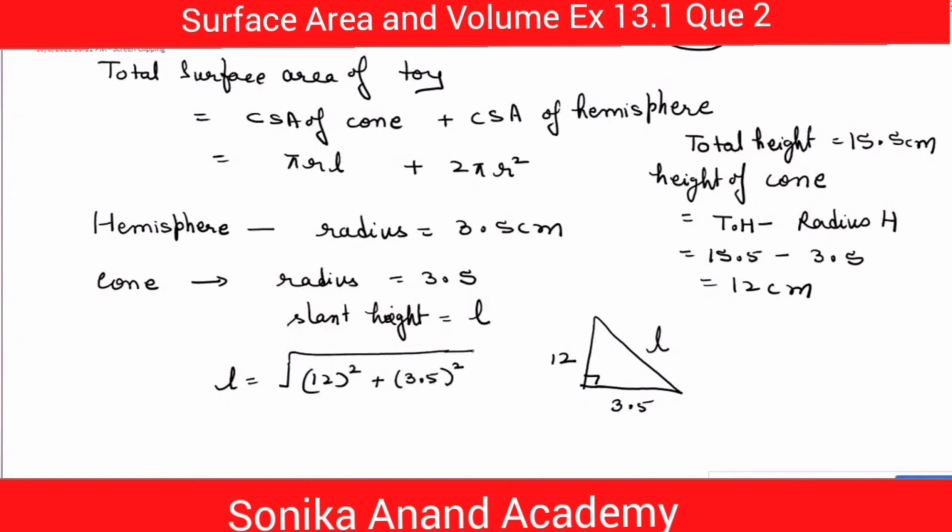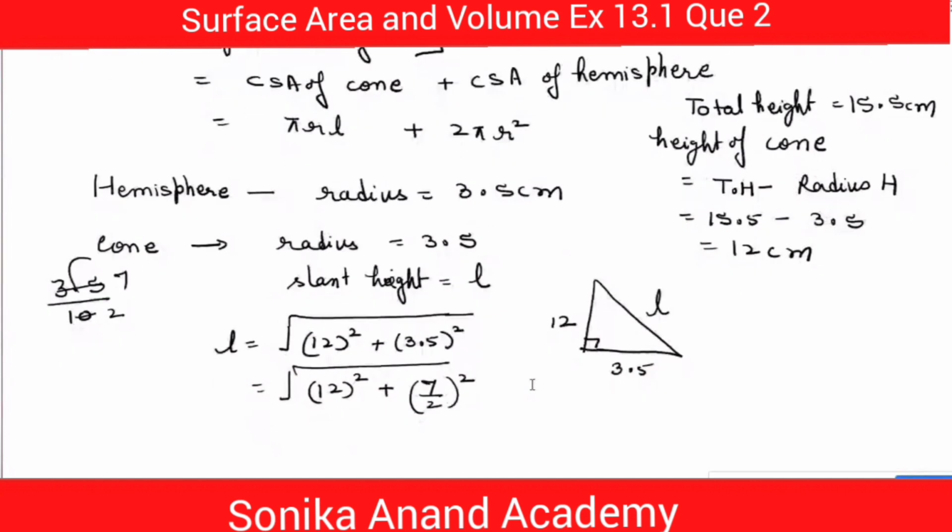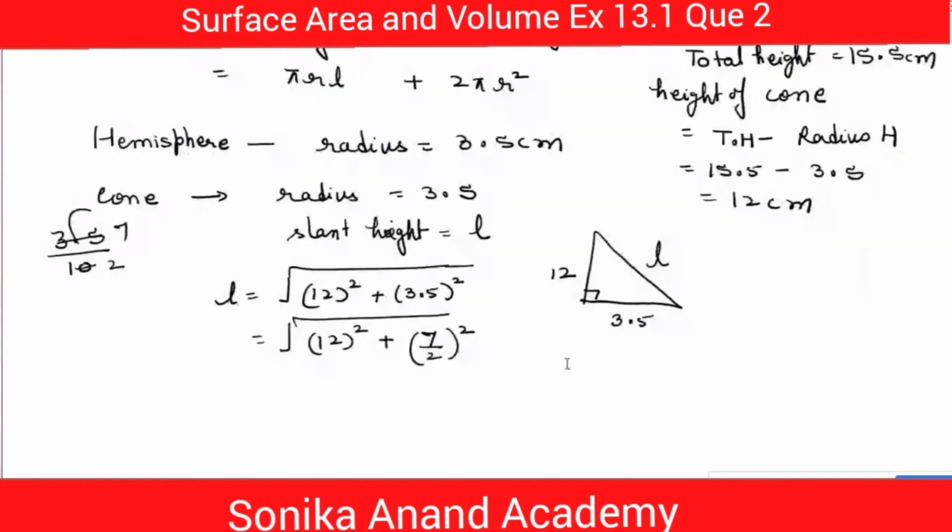Now listen, one thing. It is a tough task to find the square of decimals, so I just convert it to a fraction. Listen, it's easy to solve. 3.5 is 7 upon 2, so we have 7 upon 2 whole square. It's easy to find the square in this way. So this is 144 plus 49 by 4.